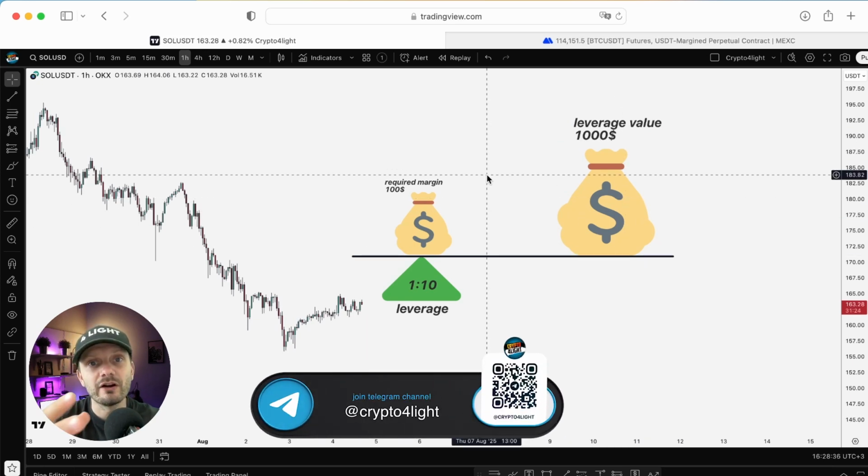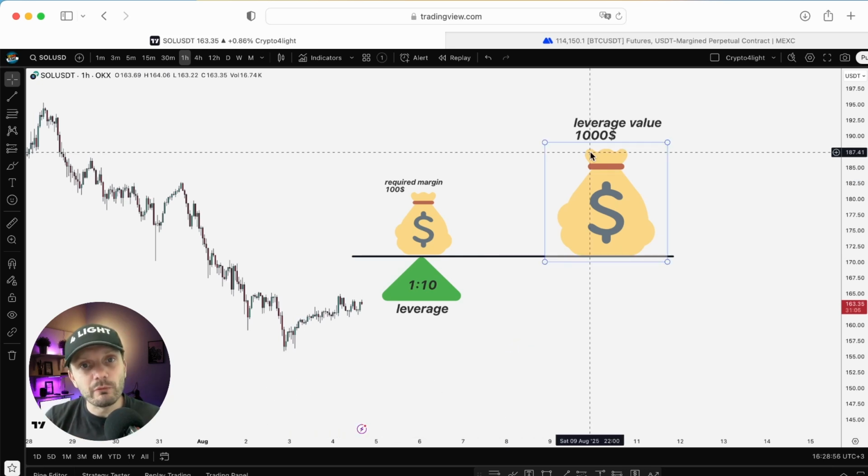So for example, you have $100, you choose 10x leverage on the exchange. So you borrow the money from the exchange and it looks like you trade another $100. Now you trade like $1,000. But keep in mind, the profit will be x10 and the losses can be x10. So that's why you have to be the master of risk management.